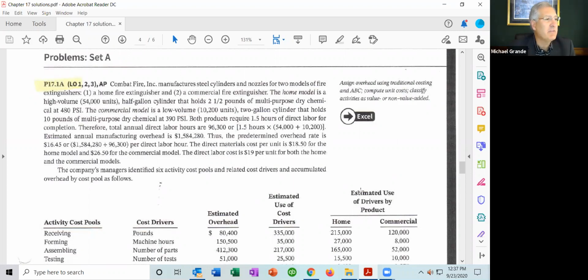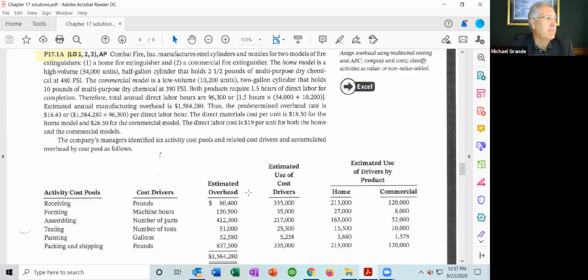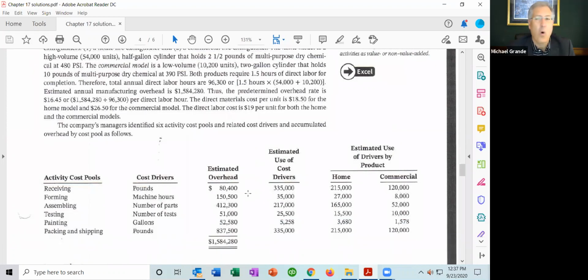The direct materials cost is $18.50 for the home model, $26.50 for the commercial model. The direct labor cost is $19 per unit for both the home and the commercial models. The company's managers identified 6 activity cost pools and related cost drivers and accumulated overhead cost by pool as follows. All of that information has to be given to you. You're not going to create any of that stuff. It has to be provided to you.